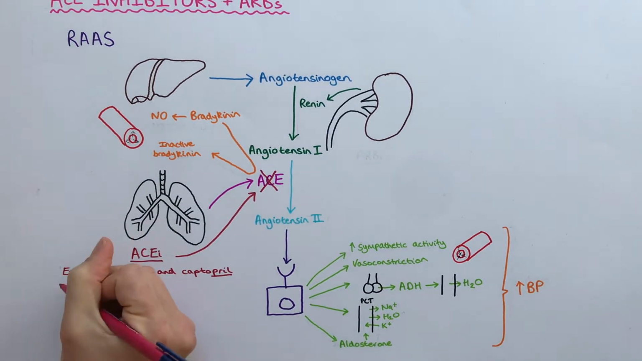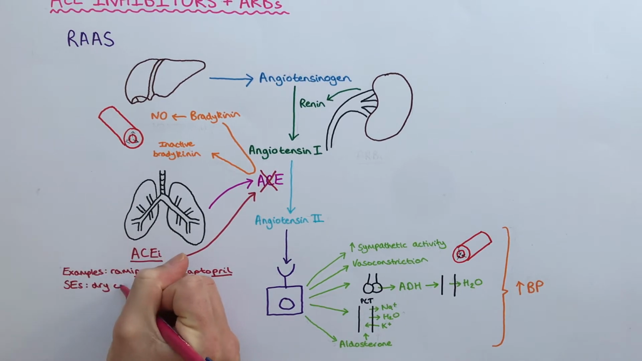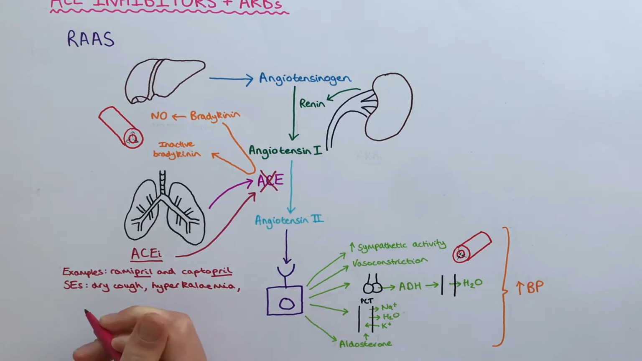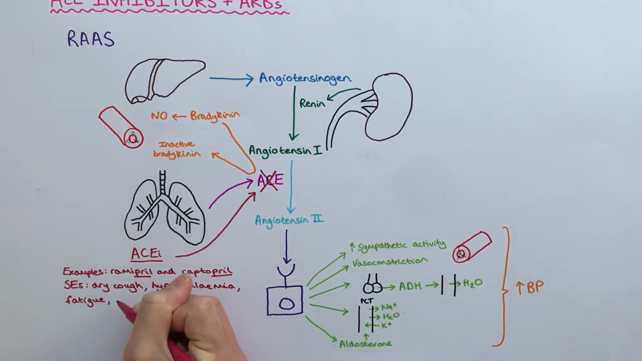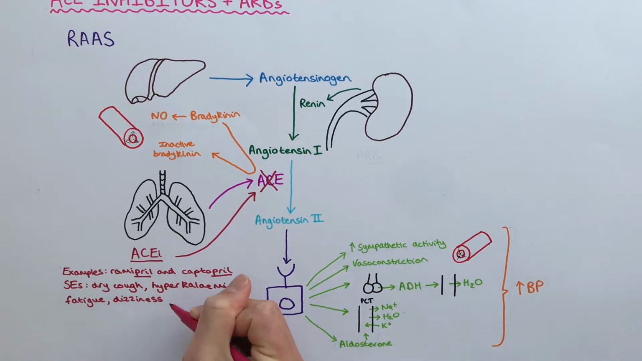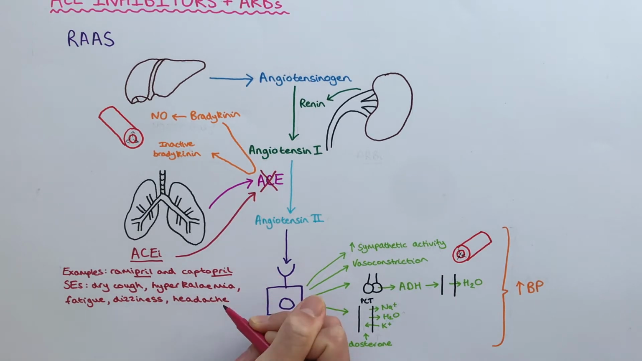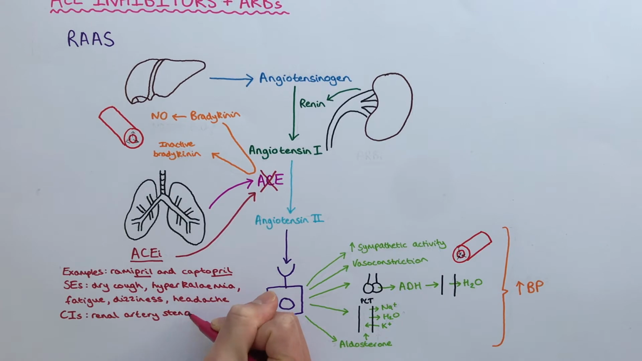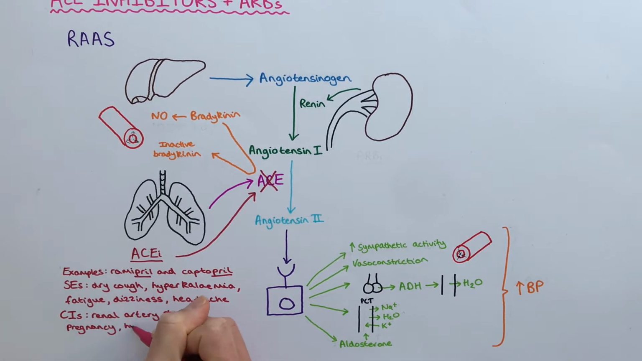Side effects of ACE inhibitors include a dry cough due to the accumulation of bradykinin, hyperkalemia, as the reduction in angiotensin 2 leads to reduced potassium excretion in the kidney, as well as fatigue, dizziness, and headaches. The contraindications of ACE inhibitors include renal artery stenosis, pregnancy, hyperkalemia, and a chronic cough.